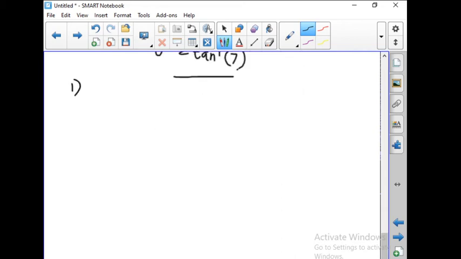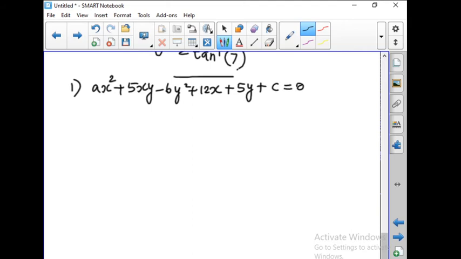First problem: if the equation ax² + 5xy − 6y² + 12x + 5y + c = 0 represents a pair of perpendicular straight lines, find a and c.